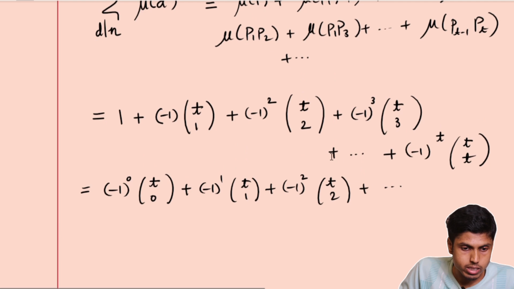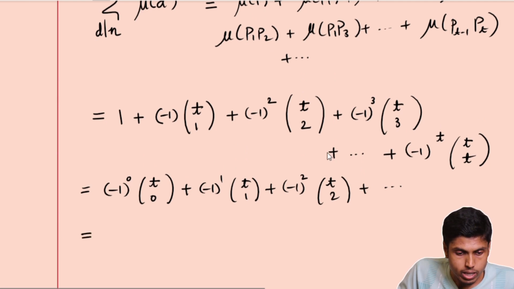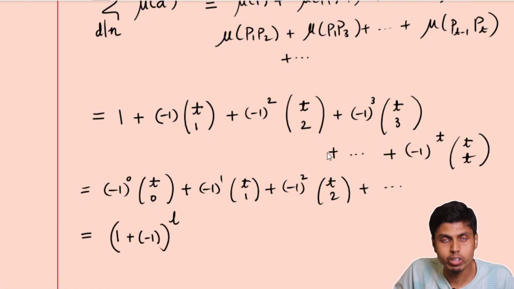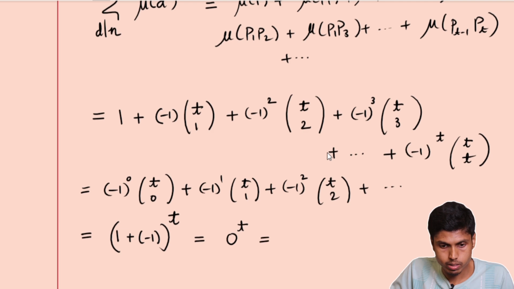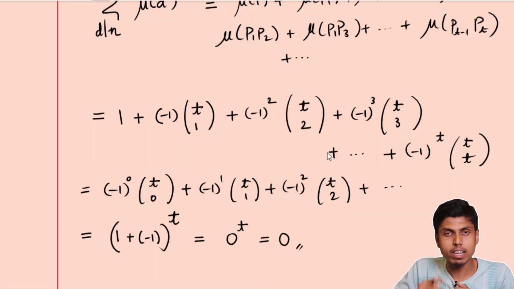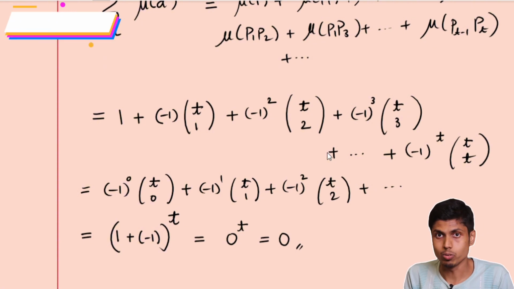Now this is just the binomially expanded expression of (1 plus (-1)) whole to the power of t. This gives us 0 to the power t, which is 0. Awesome, right? That sum of the mu values over divisors equals 0 for any number except 1. If it's 1, then the value is 1.